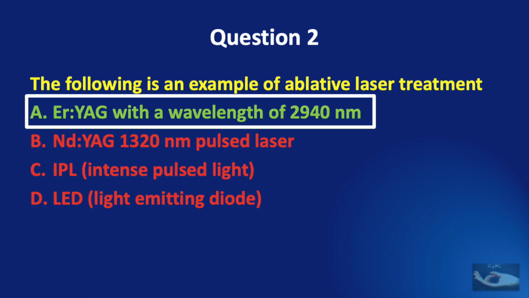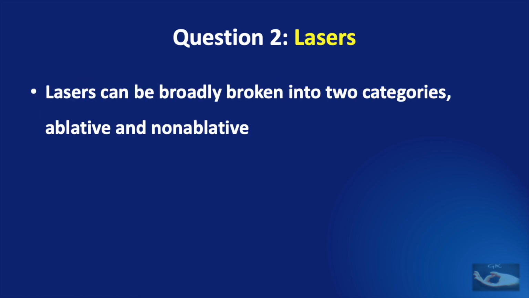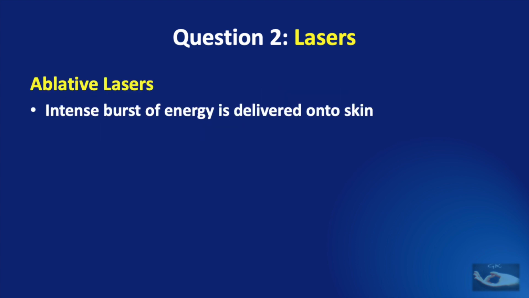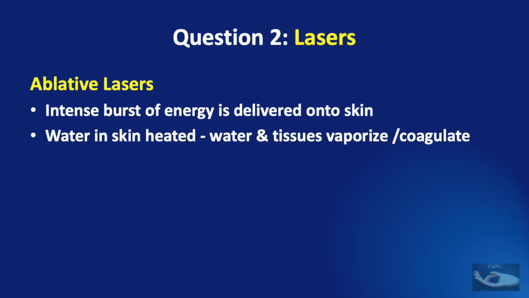The correct answer is erbium YAG laser with a wavelength of 2940 nanometers. Lasers can broadly be broken into two categories, ablative and non-ablative. Ablative lasers give out an intense burst of energy which is delivered onto the skin. The water in the skin is heated and water and tissues vaporize or coagulate. As a consequence, new layers of collagen are produced.